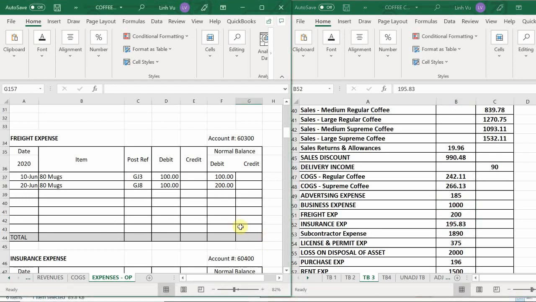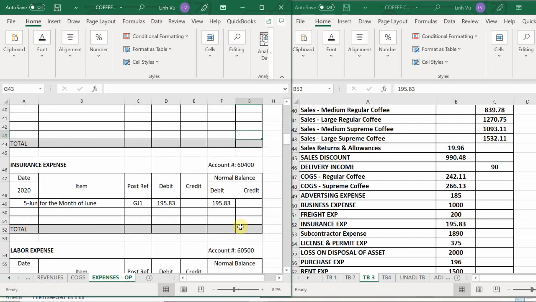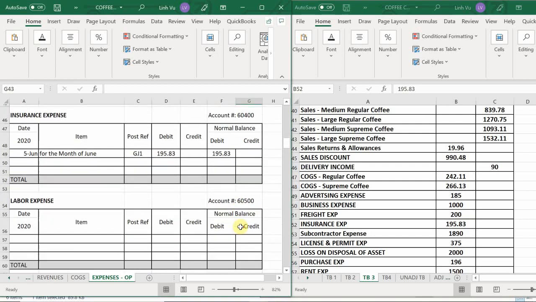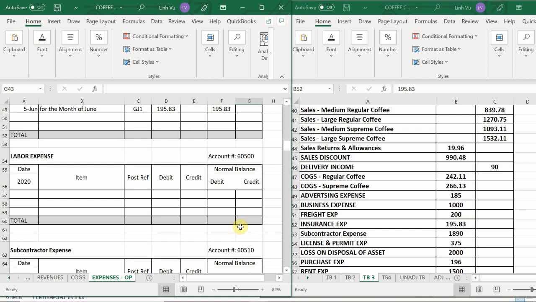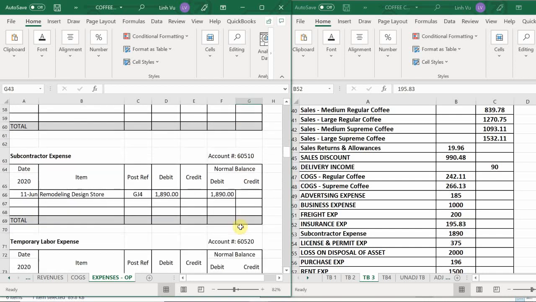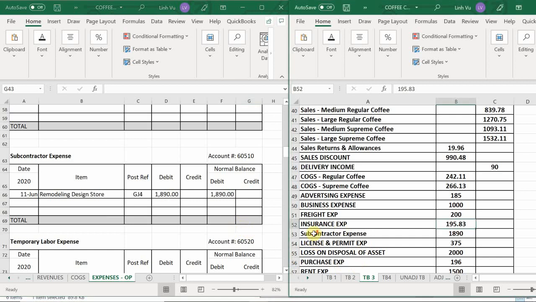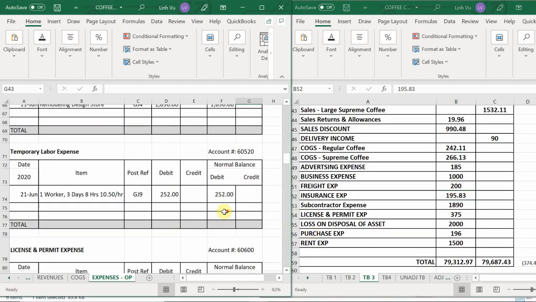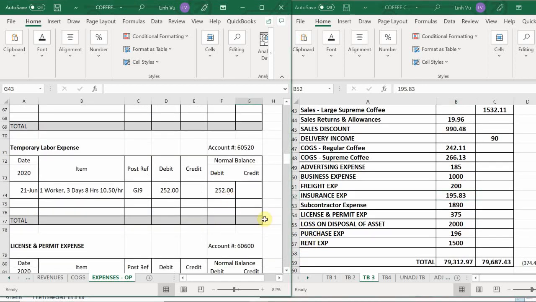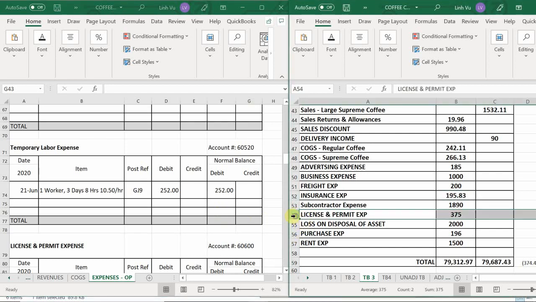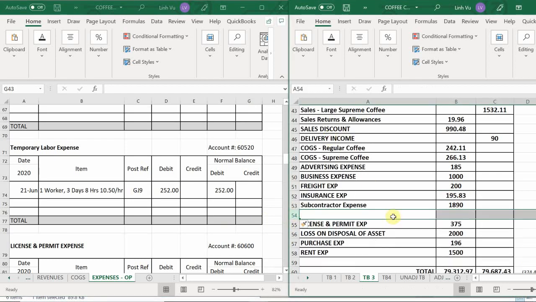All right. Next we have insurance expense. The same. Okay. Then subcontract labor expense. The same. But now we have something additional. We have temporary. So I have to insert here temporary labor expense.